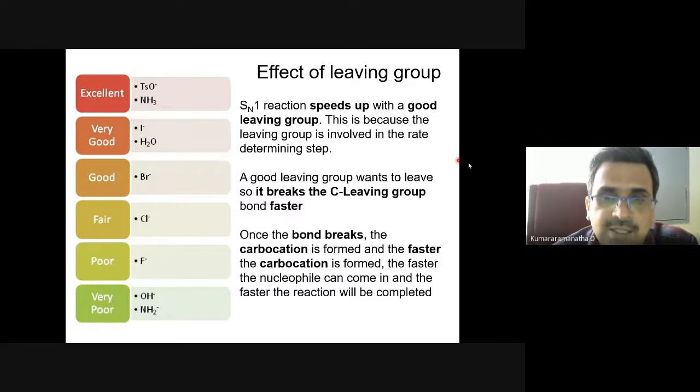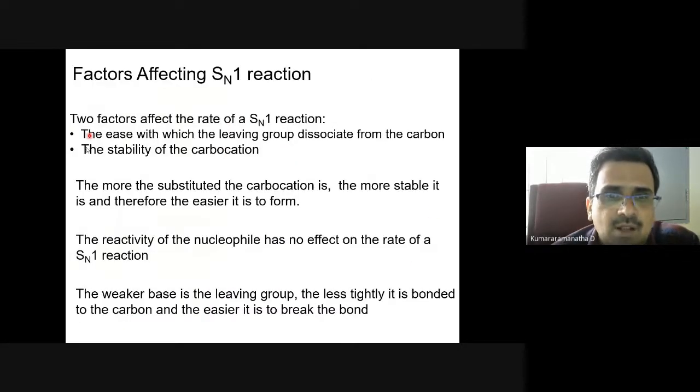At the same time, the important take-home points for the SN1 mechanism are the ease with which the leaving group will dissociate, and the stability of the carbocation. So always remember, stability of the carbocation in polar solvents is very good. And if you have more substitution on the carbocation, there is more stability, so then it is easier to cleave.